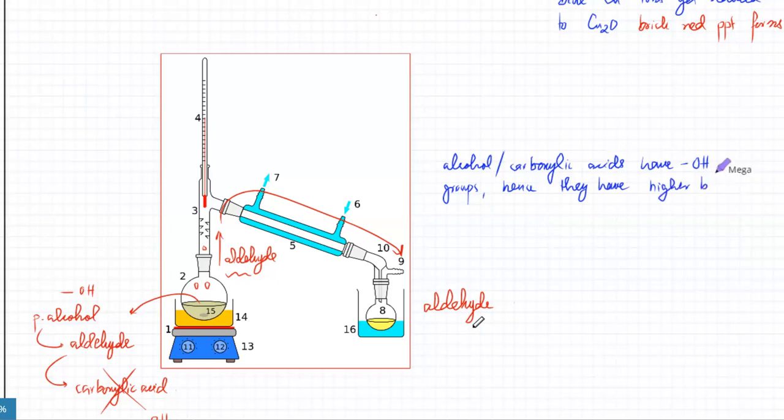So they have higher boiling points compared to aldehydes, because aldehydes don't have O bonded to H. So aldehyde is more volatile.